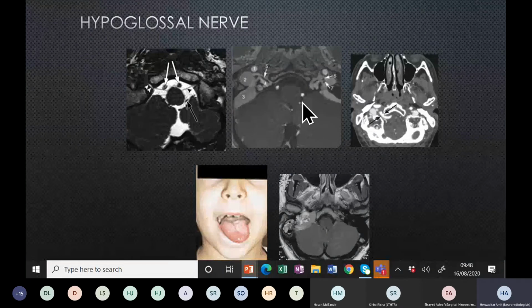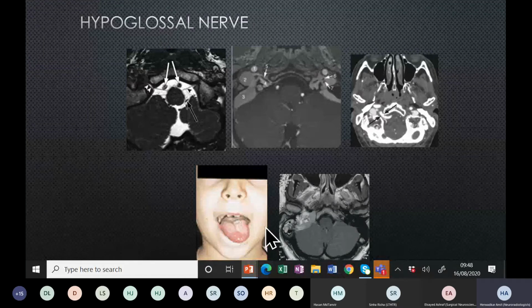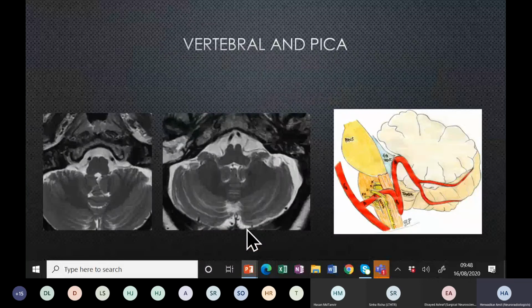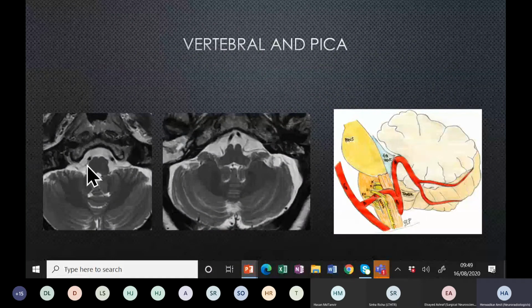The other artery to note here is the PICA, the posterior inferior cerebellar artery. This is a patient with a hypoglossal palsy because of a tumor, a meningioma affecting the hypoglossal canal, causing deviation of the tongue. The vertebral artery, again, here you see on either side the PICA, which arises from the vertebral artery, which has this characteristic appearance. I've shown it on the sagittal picture over here.